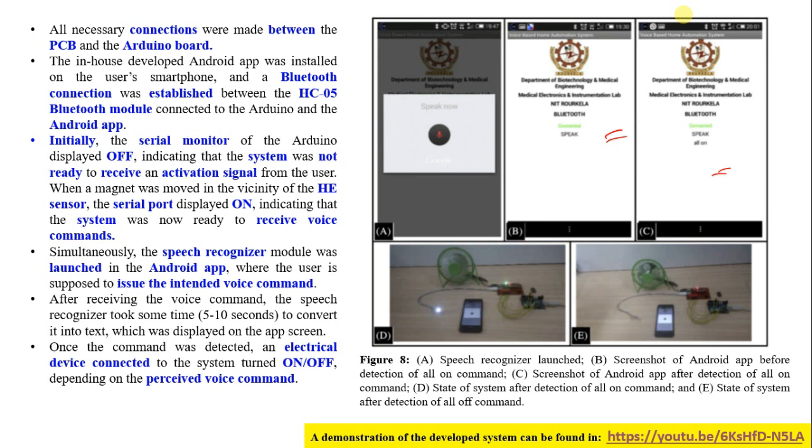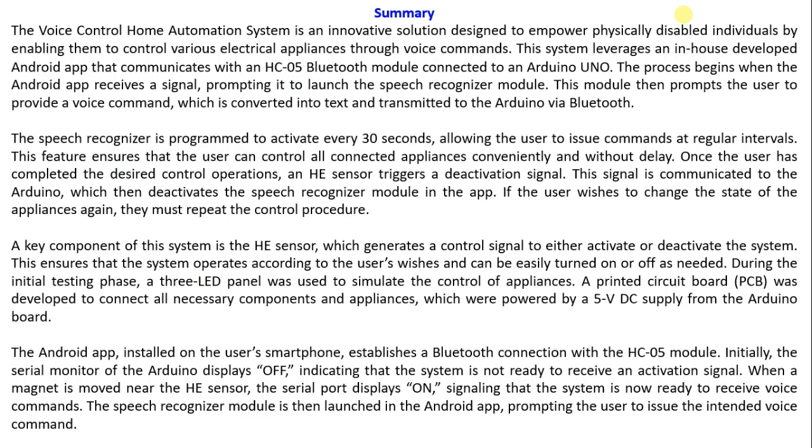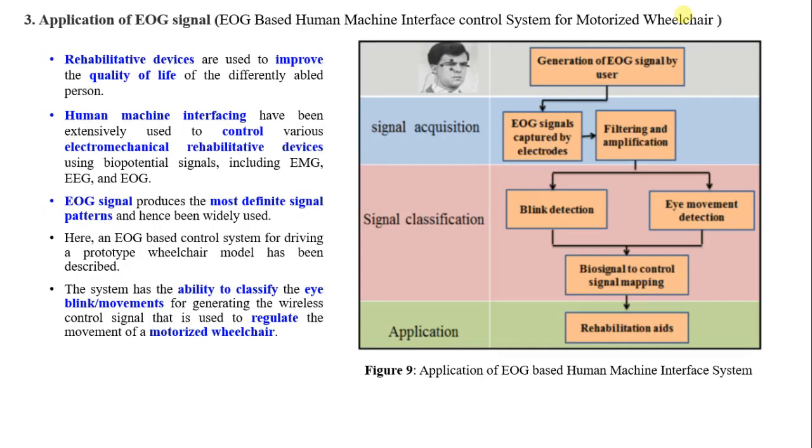Then coming to the EOG signal processing, again, if you see, we have this signal acquisition module. You place the electrodes, you acquire the signal. Then after the acquisition, you do the filtering. After the filtering, you go for the signal classification, and then lastly, you go for the application to control the rehabilitation aids. So this is the module over here.